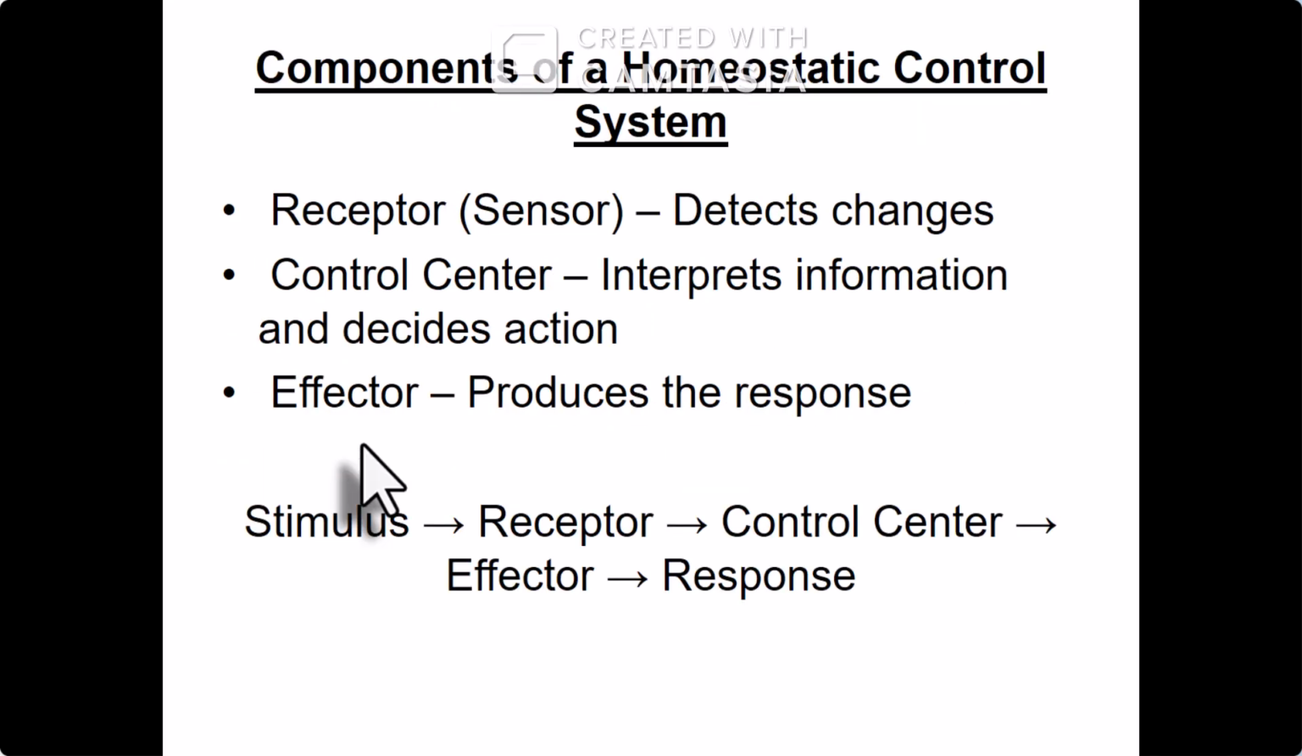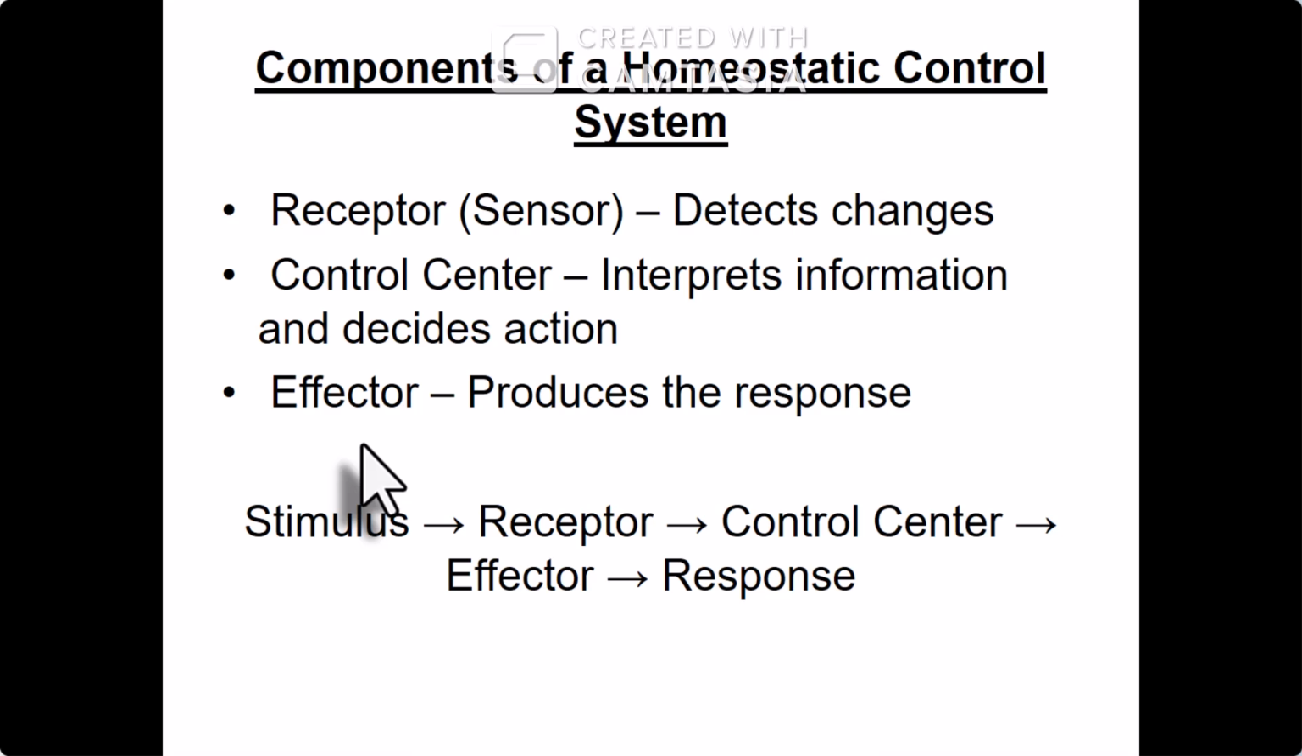Components of homeostatic control system. Every homeostatic mechanism consists of three major components. First is the receptor or sensor, second is the control center, and third is the effector. So, let's discuss receptors or sensors. The receptors detect changes in the body environment. They are responsible for detecting changes in the body environment. Different body mechanisms have different receptors, like thermoreceptors are responsible for detecting changes in body temperature and baroreceptors are responsible for detecting changes in body blood pressure levels.